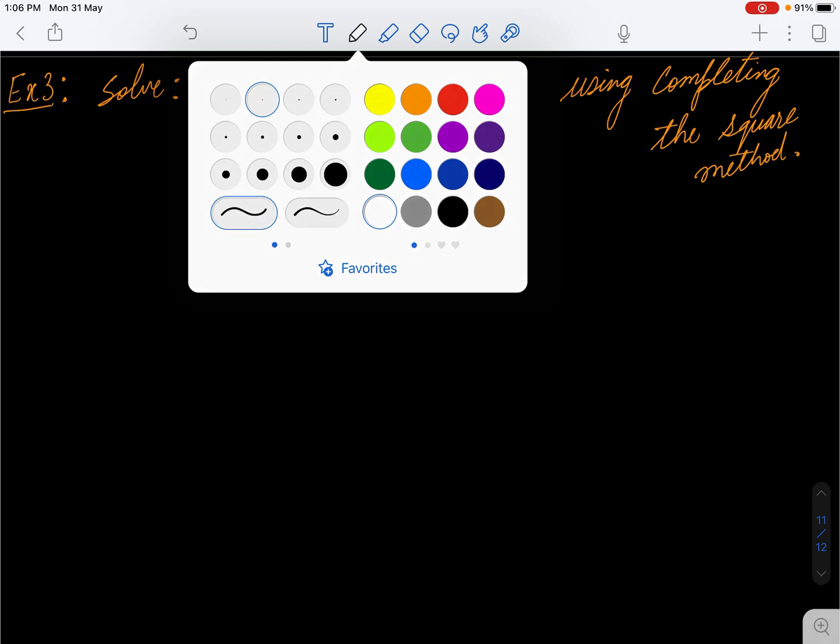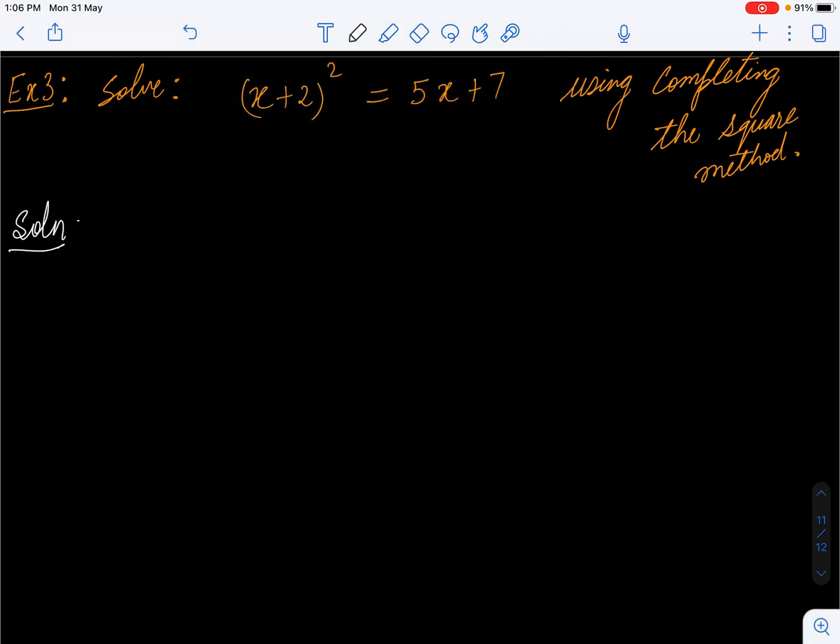So again, what you have to do is, first you have to simplify this. First thing is we have to expand this using the FOIL method. So this is nothing but (x plus 2) into (x plus 2) equals 5x plus 7. Now some students make a mistake in this. Because you have a square here, they directly take square root. When you directly take square root, you will have x inside the square root, which will not directly give you x value. So don't do that.